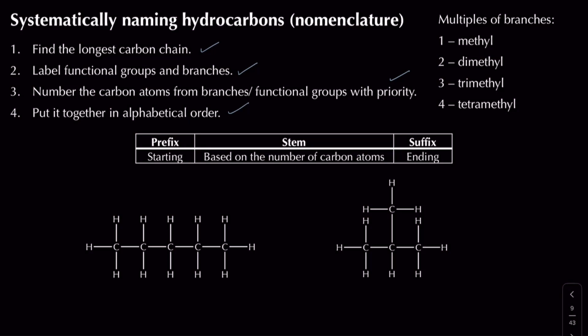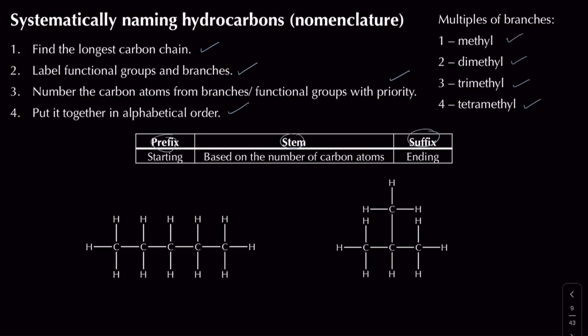I would just call it methyl. If I had two methyl groups, I would have, of course, dimethyl. If I had three methyl groups, it would be trimethyl, and then if I had four groups, it would be tetramethyl itself. Now, as we mentioned in a previous video, we've got a prefix, we've got a stem, and then we've got a suffix.